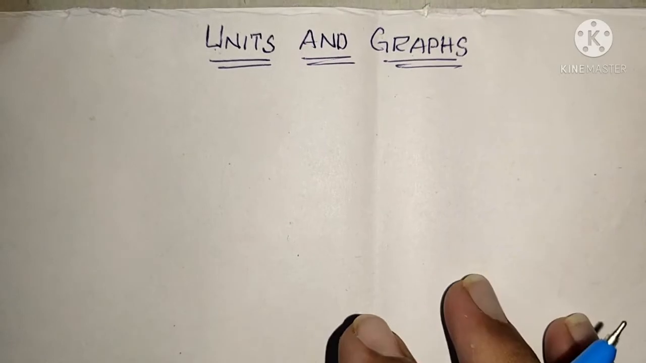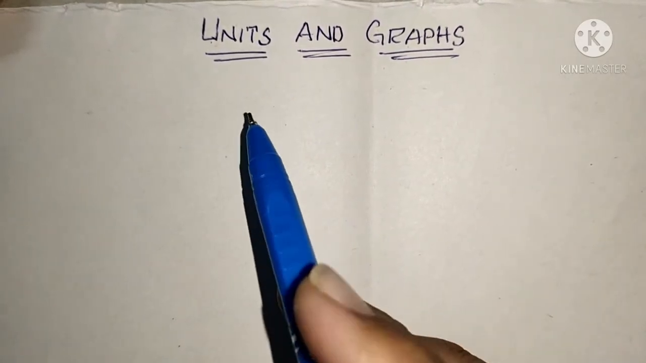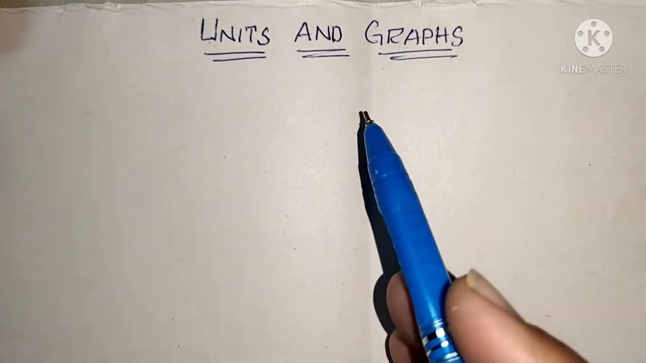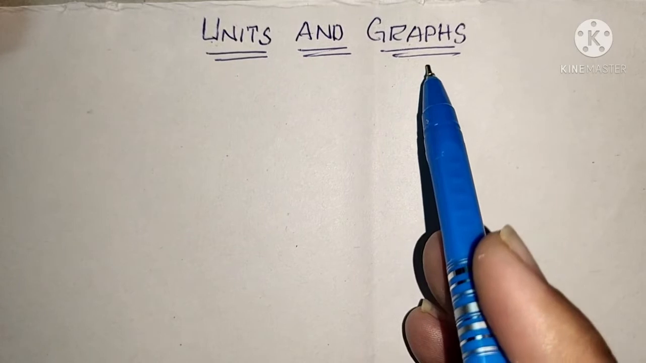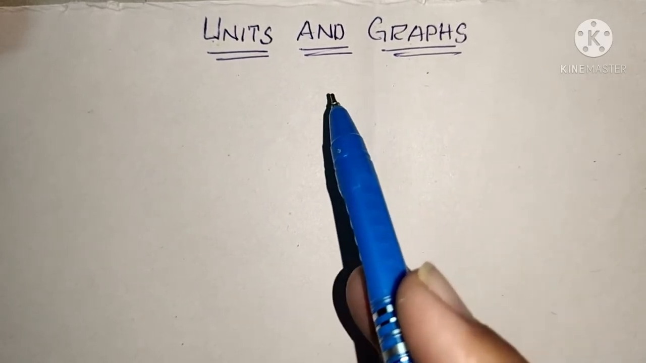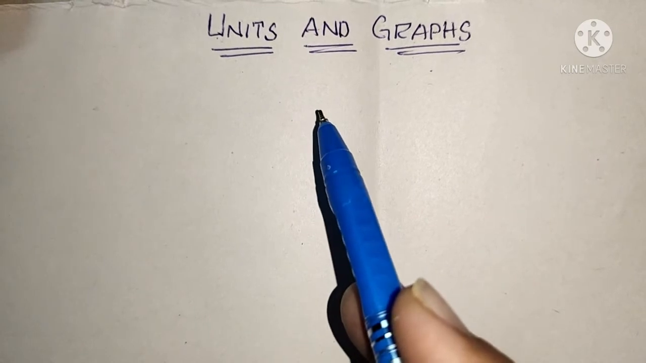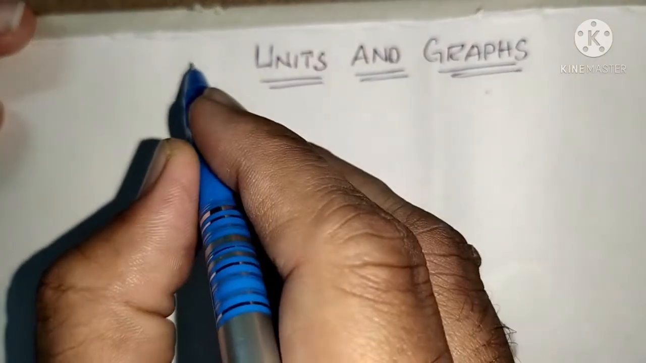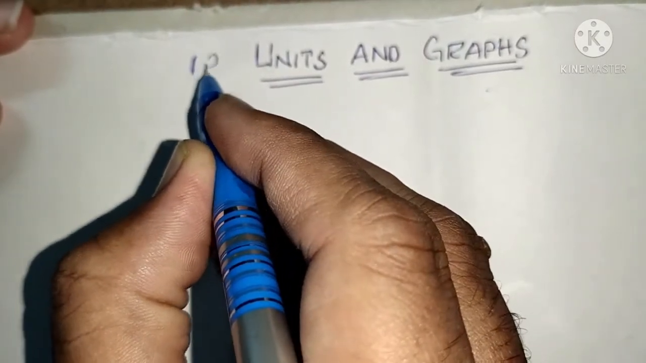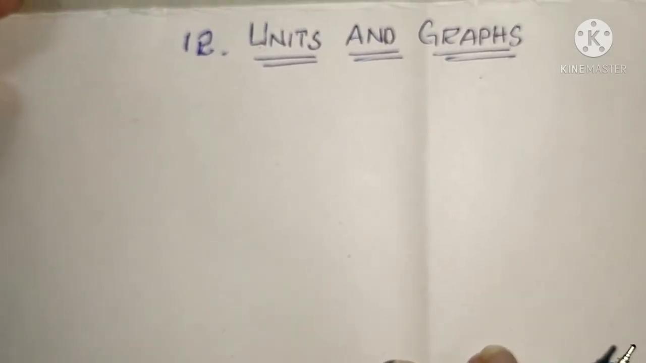So today, in this video, we are going to start a new chapter, units and graphs. Units first we'll discuss in this chapter, then after we'll go to the graphs. This is the chapter according to the AP SCERT syllabus, and this is the 12th chapter. Right, students. So first of all, we'll discuss the introduction.